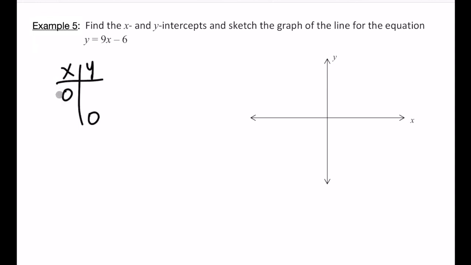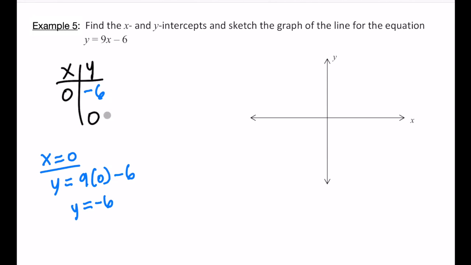Starting with the first ordered pair, we'll plug in a value of x equal to 0 in this equation. 9 times 0 is equal to 0, and we're left with y is equal to -6. So when x is equal to 0, y must be equal to -6. And this will be a point on the y-axis, and that makes it the y-intercept.